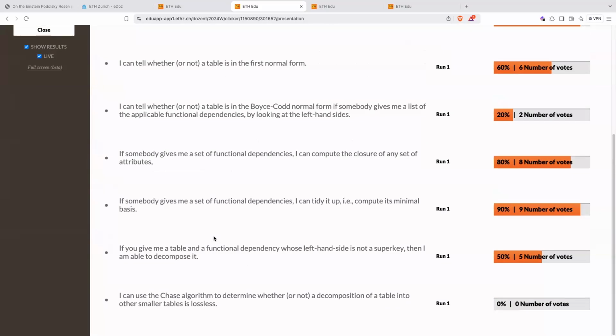So if you give me a table and a functional dependency whose left-hand side is not a super key, then I am able to decompose it. Who remembers how we do that? If a table is not in the Boyce-Codd normal form, how do you decompose it?